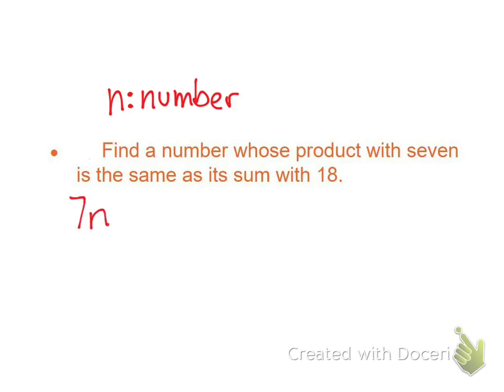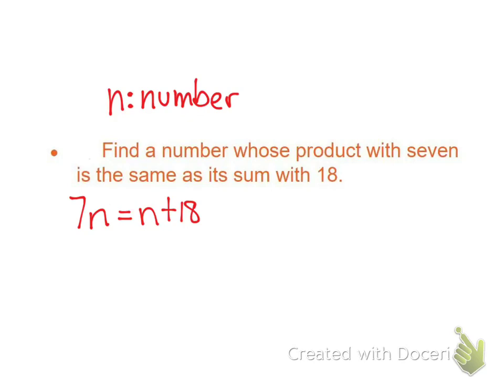Is the same as. What symbol in math means is the same as? Equals. It's sum with 18. So when it says it's, it's referring back to that number. And sum means we are doing addition. So how would we write that? N plus 18. So we've got to be able to take these statements and turn them into equations. Usually you'll have is or is the same as to represent equals.